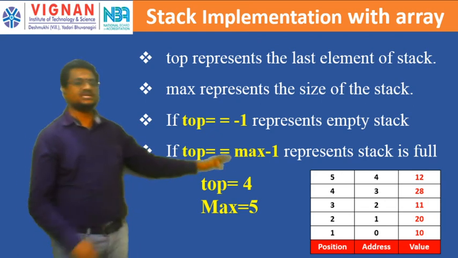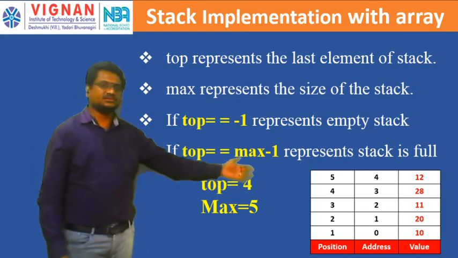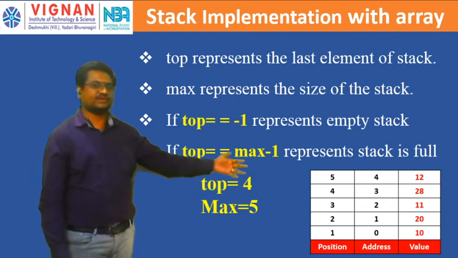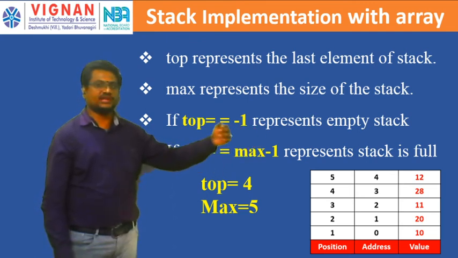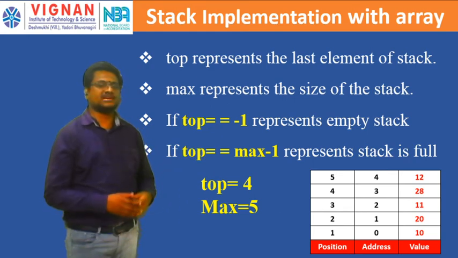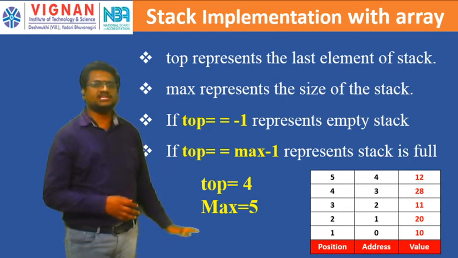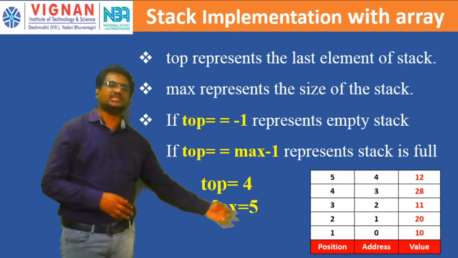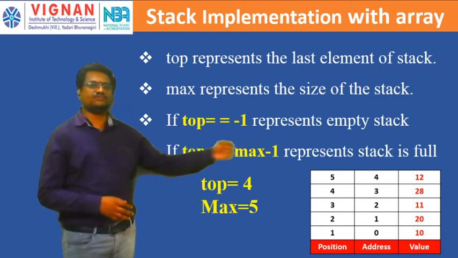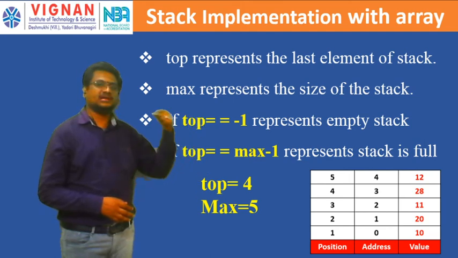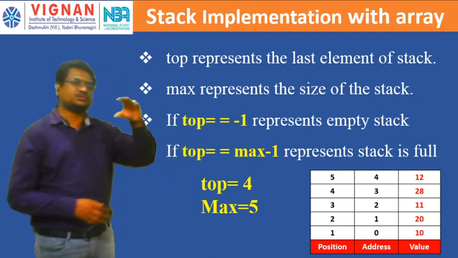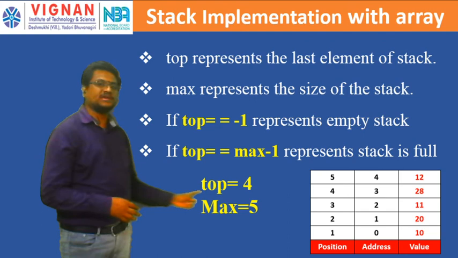Now let's consider this stack. I have 5 positions, with addresses 0 to 4, and the values are 10, 20, 11, 28, 12. Now if you consider the maximum value, I have 5 elements, am I right? See the positions. What is the maximum value? 5. Then what is the top value? Where have I stored the last element? I have stored the last element at the 4th address. Am I right? So top equals 4.